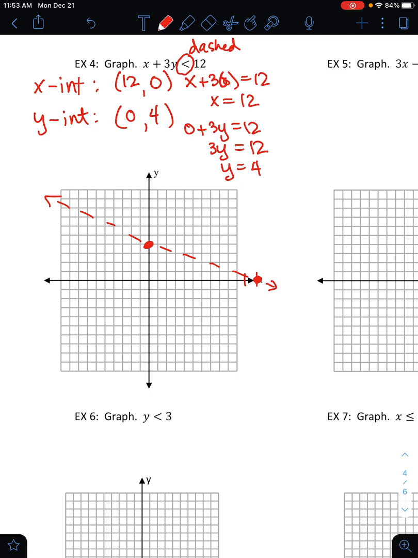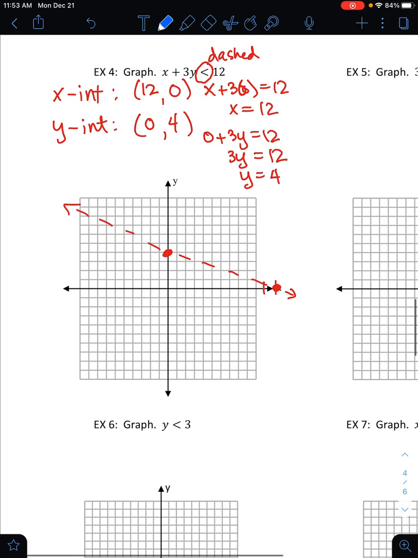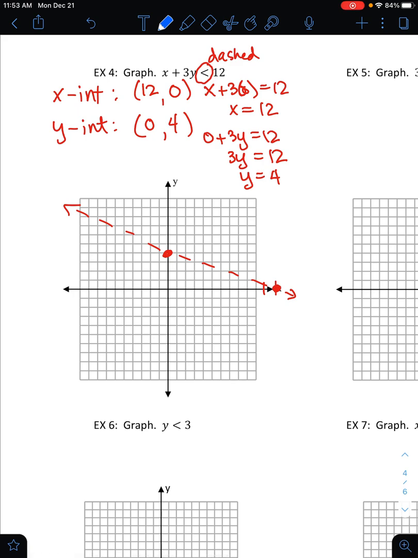Now I need to decide, do I shade above the line or below it? So I'm going to plug in 0, 0 unless the line goes through 0, 0, and it's not. All right, so let's do our test point of 0, 0. Let's rewrite the equation but plug in 0 for x and y. So it reads 0 plus 3 times 0, is that less than 12? Well, on the left, it really just says 0 plus 0. So I'm really evaluating this: is 0 less than 12?